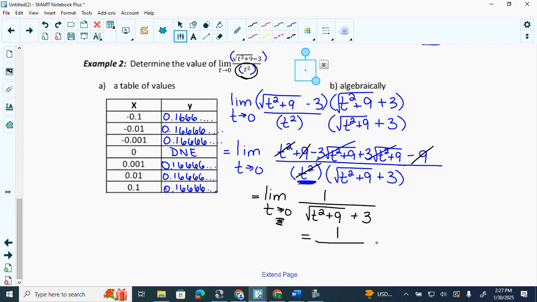So I get 1 over square root 0 squared plus 9 plus 3, which is 1 over 6. Guess what 1 over 6 is? 0.166666666666. Does that make sense?